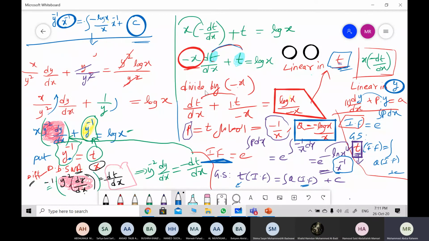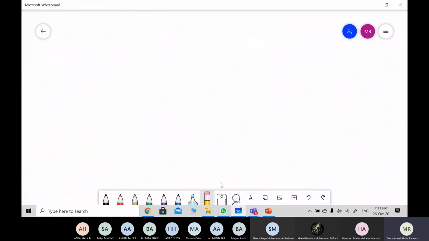Can I go next? If I go to the next, but before that you need to note this. This will create a problem. The next step will be y power minus 1 x power minus 1 equals integral of minus log x divided by x power minus 1 dx plus c.